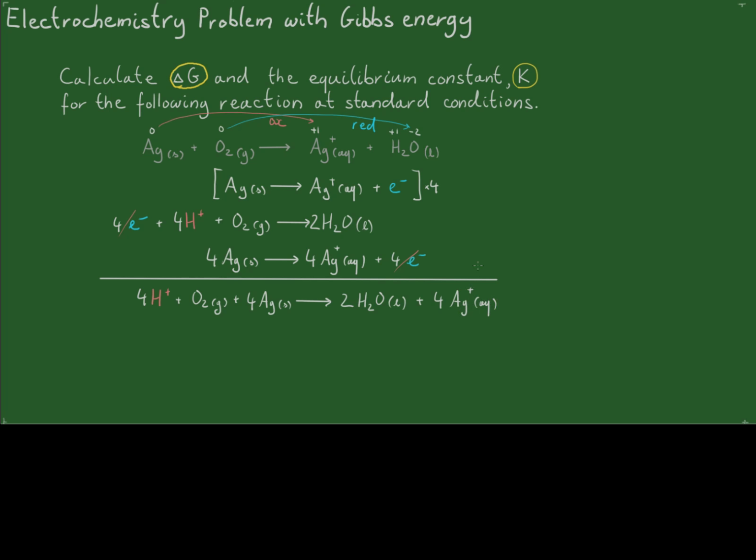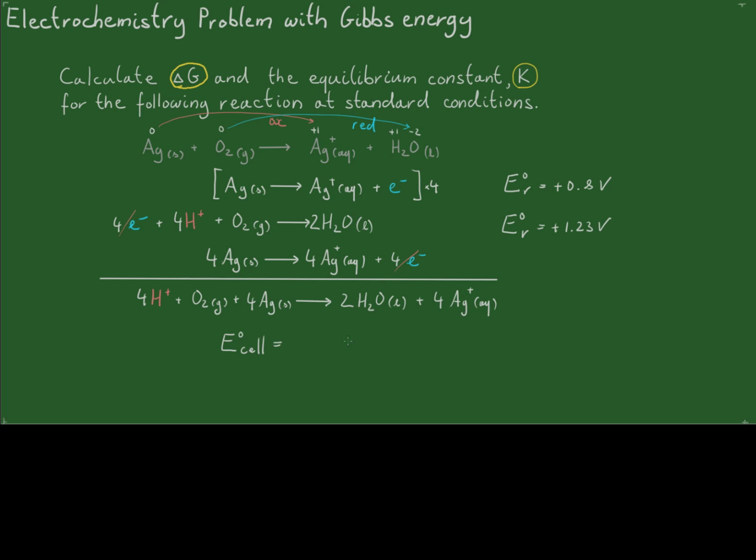Great. Unfortunately, I still do not have a single numerical value. But then I remember that half reactions usually come with standard reduction potentials, and I can look those up. So the standard reduction potential for silver is plus 0.8 volts. The standard reduction potential for oxygen is plus 1.23 volts. And I can use these two values to figure out the standard potential of the cell.